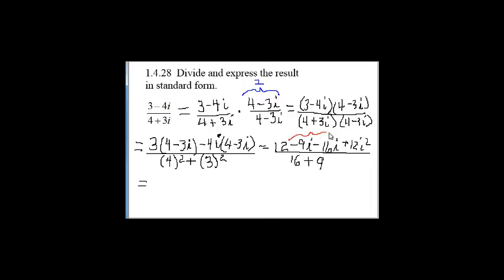And we can combine negative 9i with negative 16i. So the effect that negative 1, multiplying negative 1 by whatever it's being multiplied by, is that it changes the sign to its opposite. So negative 9i minus 16i is negative 25i. 12 times negative 1 is negative 12. And then in the denominator, 16 plus 9 is 25.